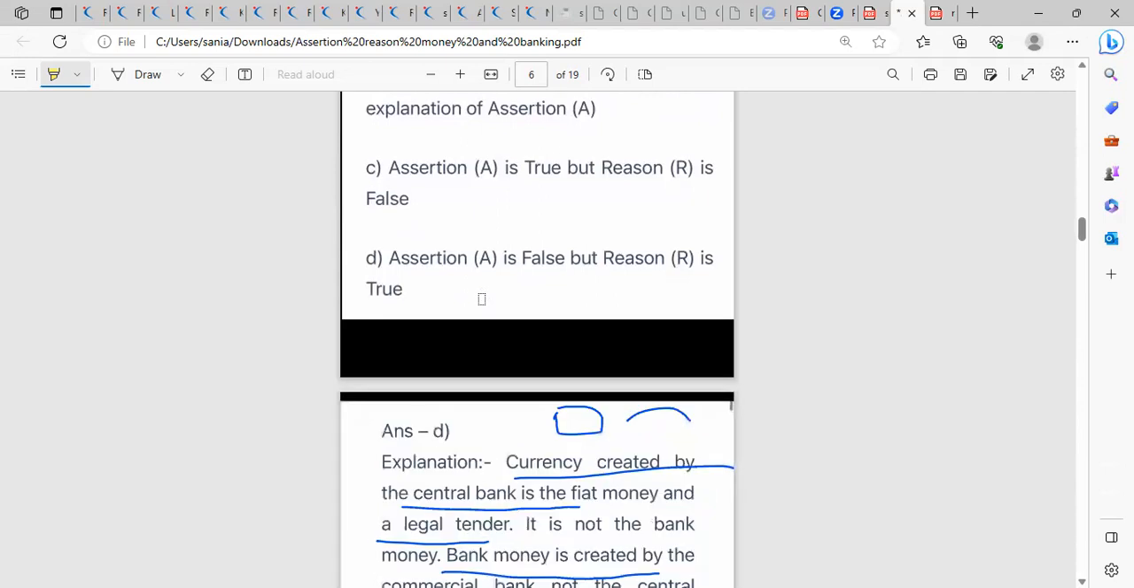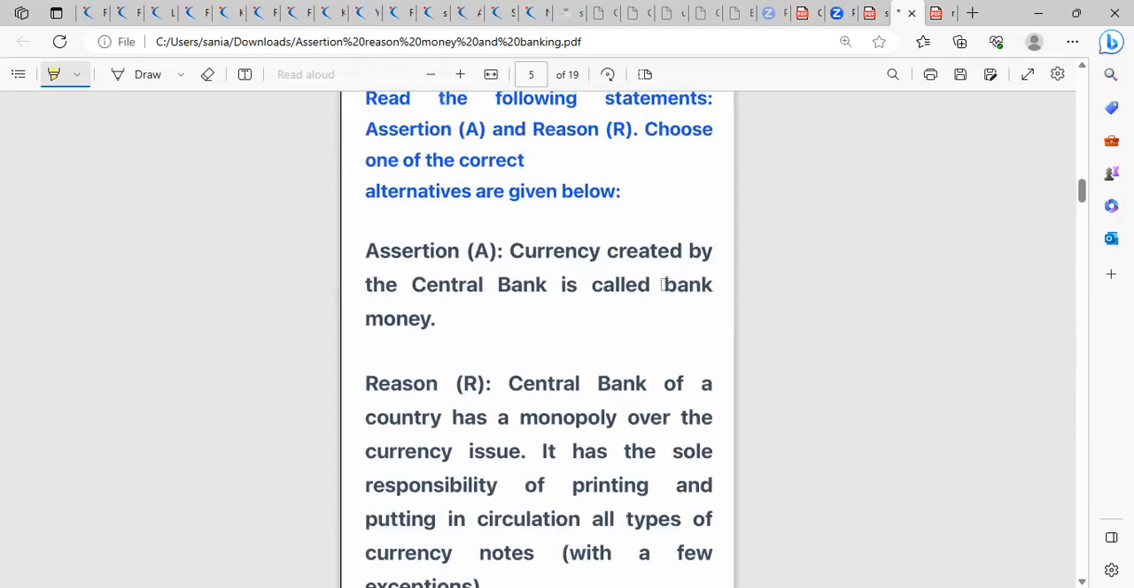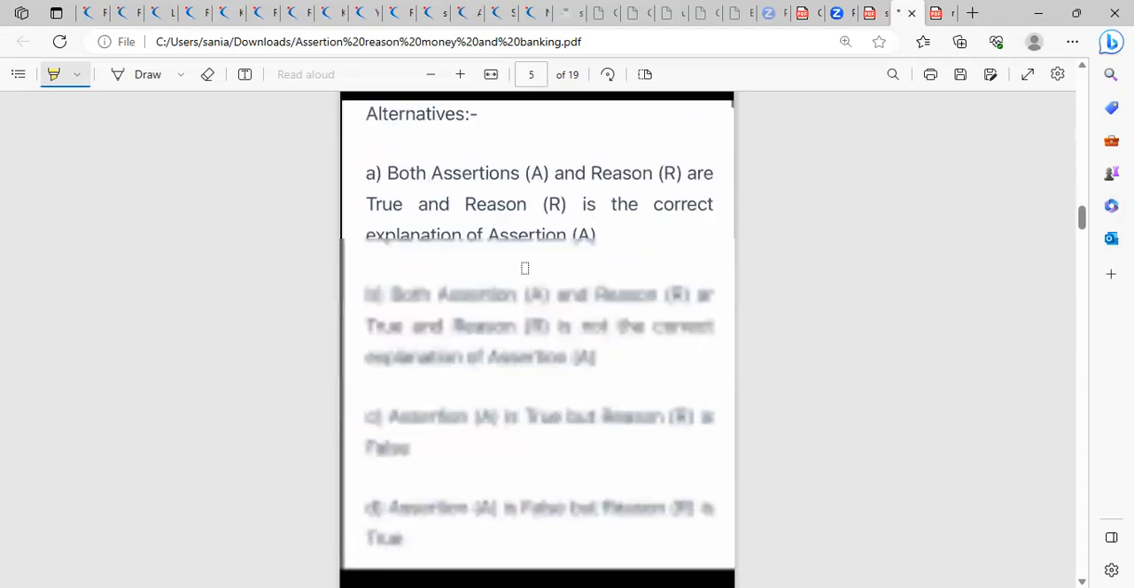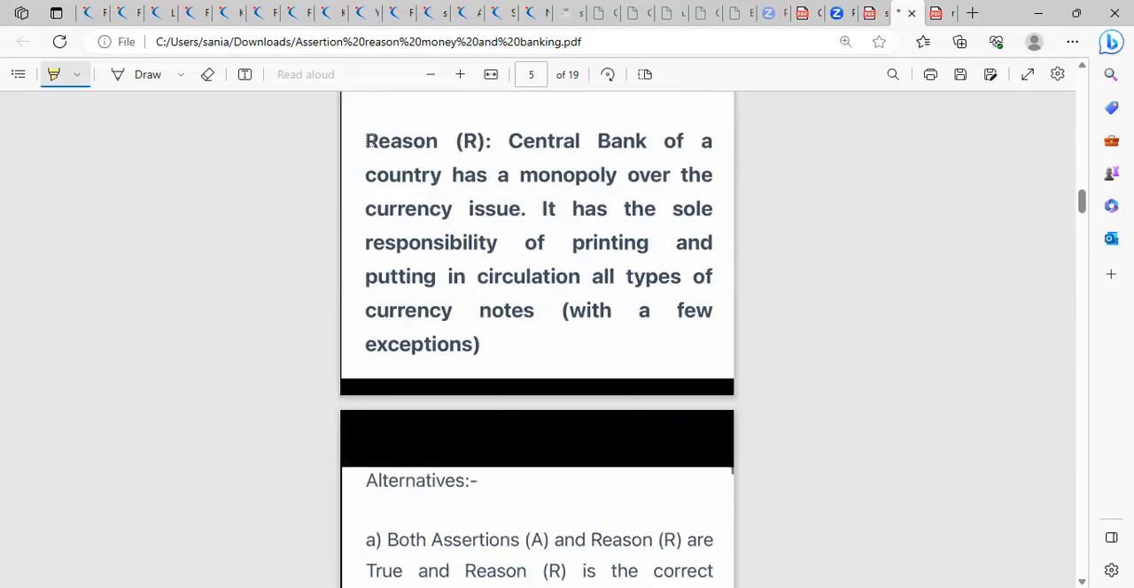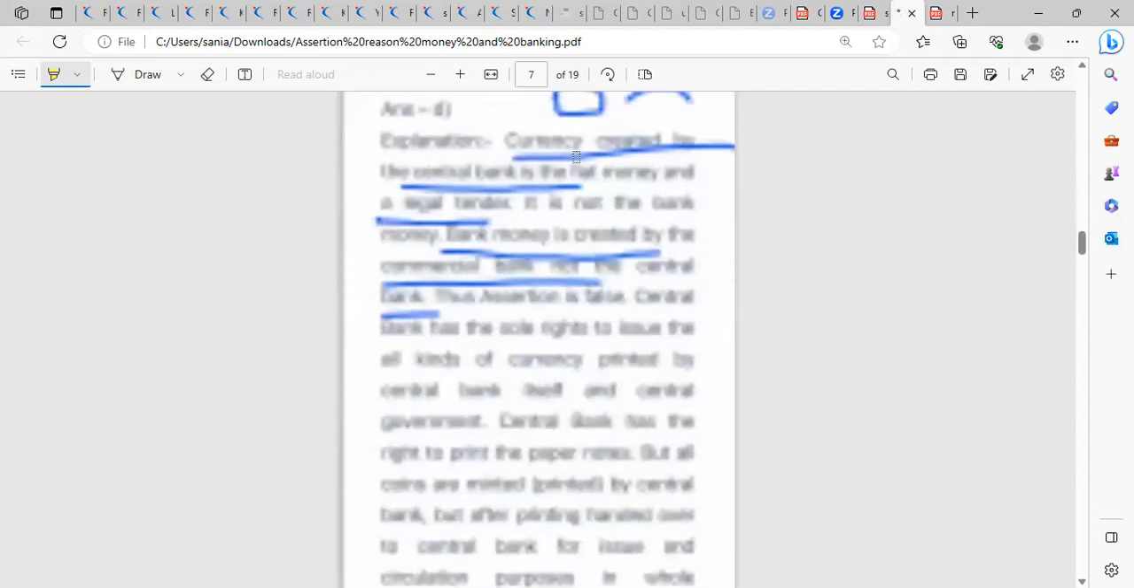Ma'am, assertion A is false. Yes. But R is true. Yes. So over here, A is false, but reason is correct, right? Because you know about the central bank. So that means you will write this. Then coming to the next part, see.